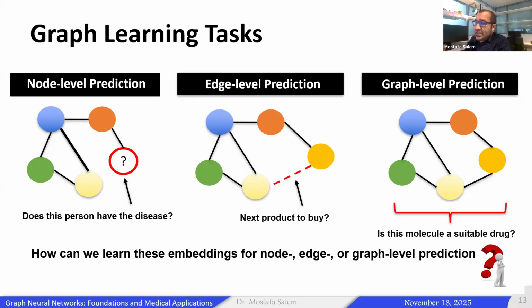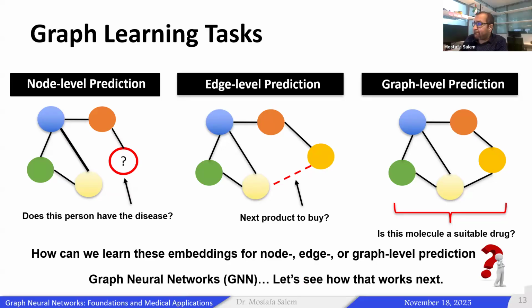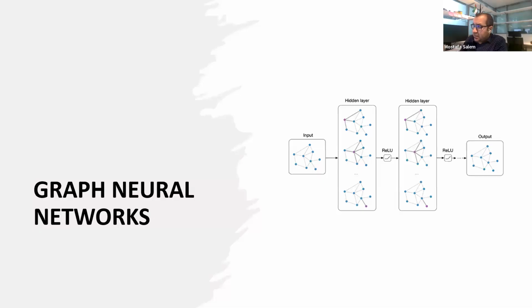So how can we learn these embeddings for node, edge, or graph level prediction? GNN is our way to learn the node embeddings, the edge embeddings, and the graph embeddings, so we can use these embeddings to do classification or regression. Let's start the second part, which is graph neural networks.